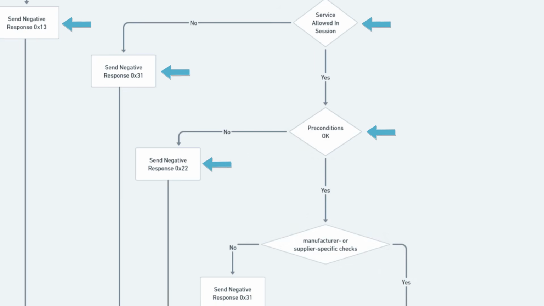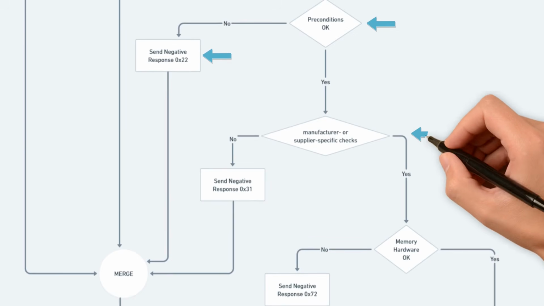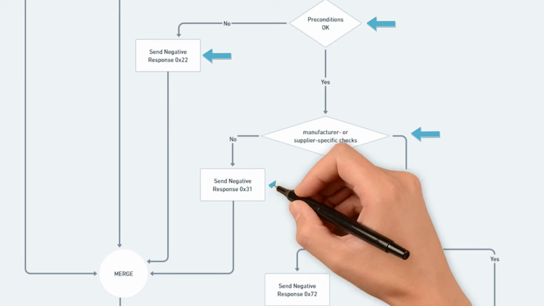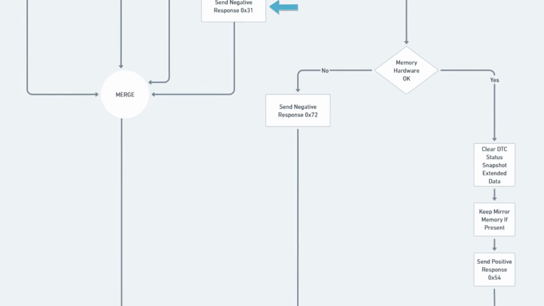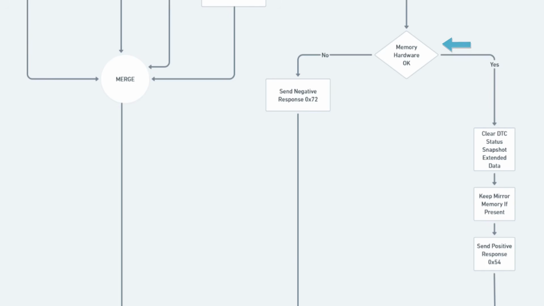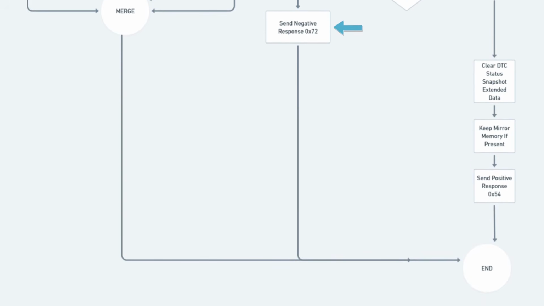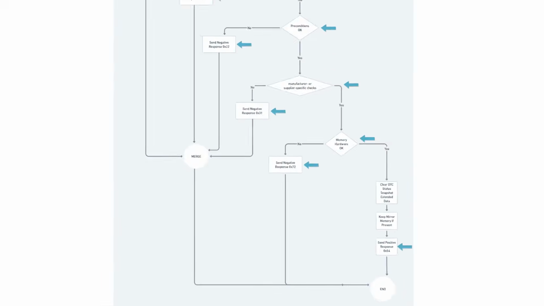After that, the ECU performs any manufacturer or supplier specific checks if defined. Finally, the ECU checks whether the data is correctly written into server memory. If this fails, it returns NRC 72. If all these checks pass, the server sends a positive response for the requested service.